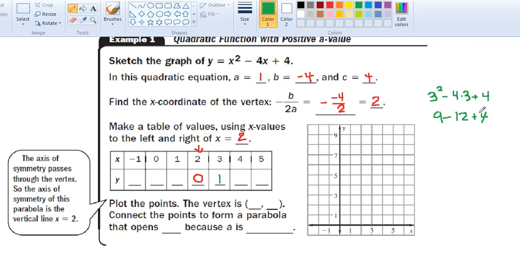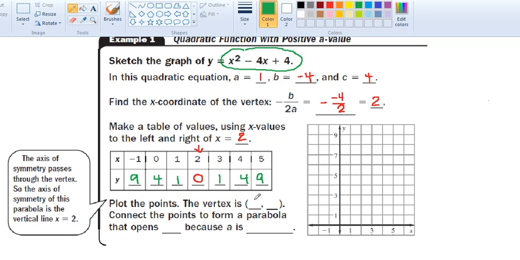Okay, now go ahead and try to do the rest of this table. Pause the video and use the equation up here, substitute for x, and fill in the rest of this table. Now hopefully here's what you got. It goes like this, reading from left to right, 9, 4, 1, 0, 1, 4, 9.